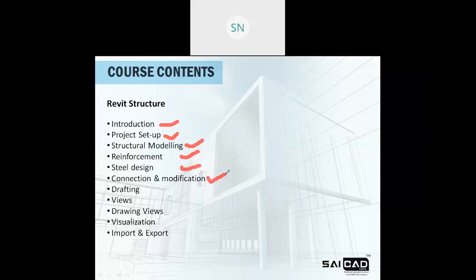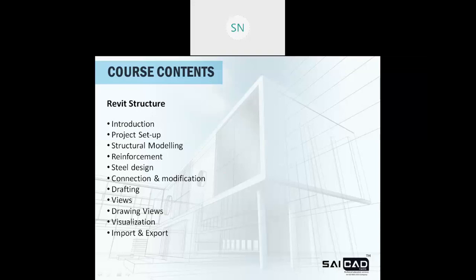Then we have connections and modifications, where with the help of connections we can connect this steel structure together. The riveting, fastening, and bolting will be there, so we can do that with this. Then we have drafting, which means we can create drawings. Then we can generate different types of views and place them into our drawing sheet. Visualization is also there, and import and export. Now let me continue with the Revit software.